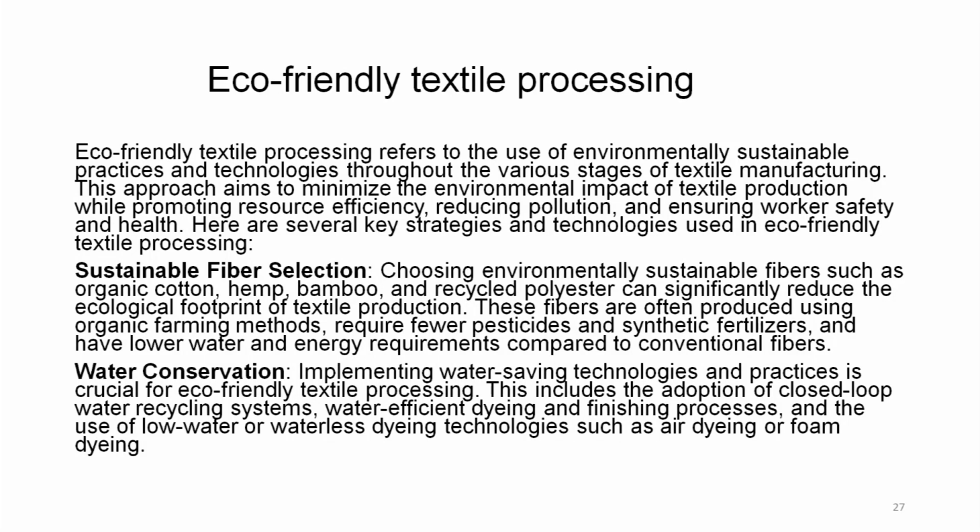Sustainable fiber selection. Choosing environmentally sustainable fibers such as organic cotton, hemp, bamboo and recycled polyester can significantly reduce the ecological footprint of textile production. These fibers are often produced using organic farming methods, require fewer pesticides and synthetic fertilizers and have low water and energy requirements compared to conventional fibers. So, one thing is that we can switch over to sustainable fiber by selecting them.